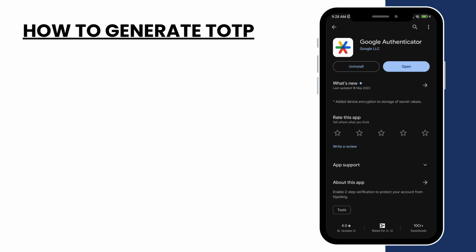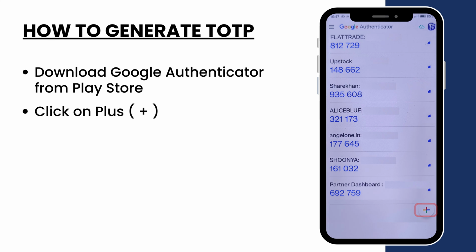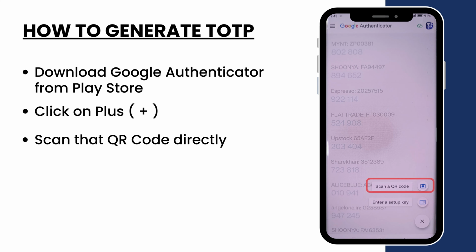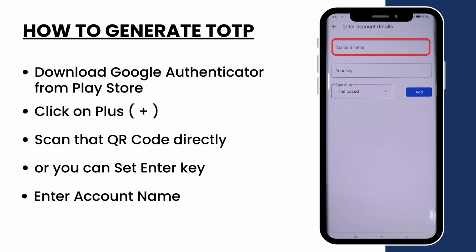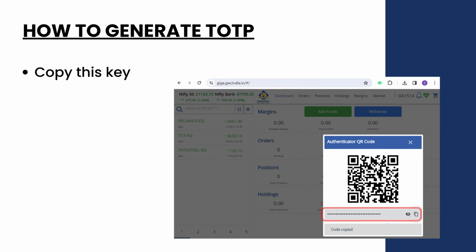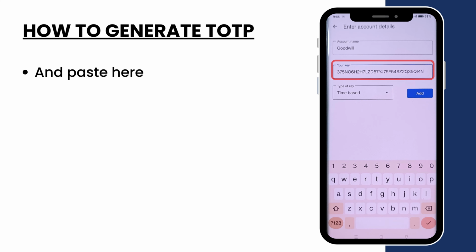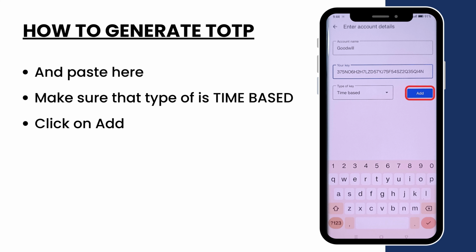For generating TOTP, download Google Authenticator from the Play Store. Scan this barcode, or you can set up a key. Enter the account name. Copy this key and paste it here. Make sure that the type of key is time-based. Then click on Add.